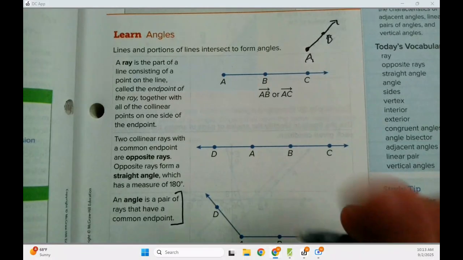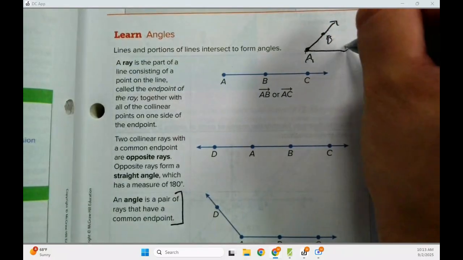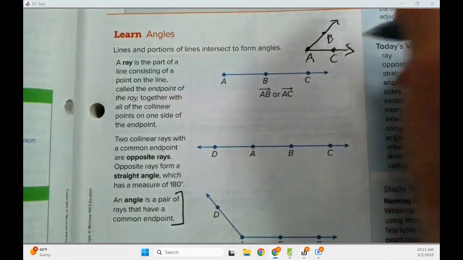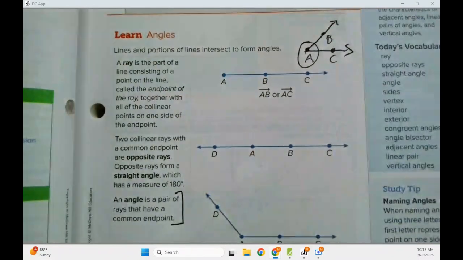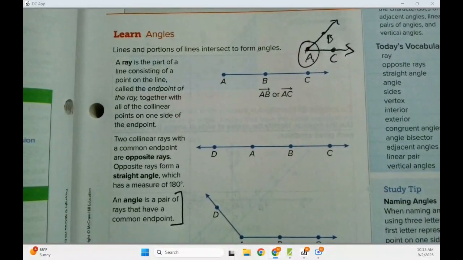Okay? If I take another ray out to maybe some point C, that should look pretty familiar, should it not? It's an angle. An angle is a pair of rays that share a common endpoint, A. Okay? What questions do you have about what an angle is? Okay. Now let's talk about it. Let's actually work with this a bit.